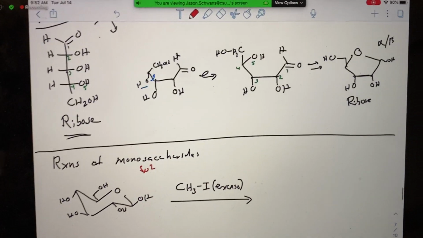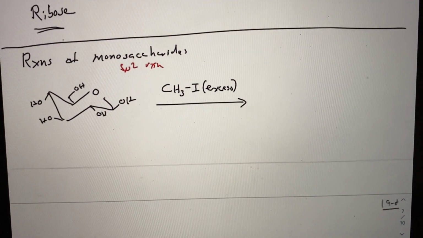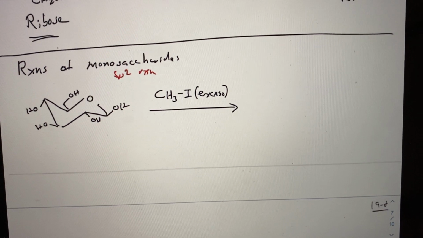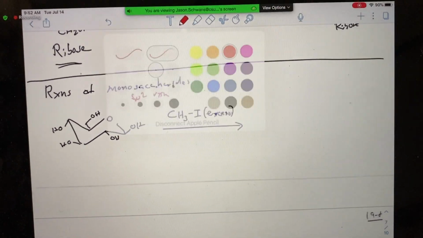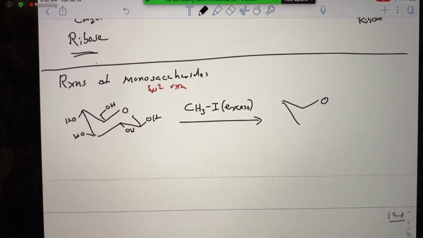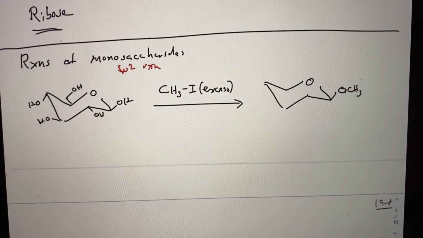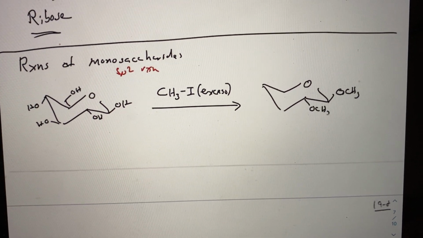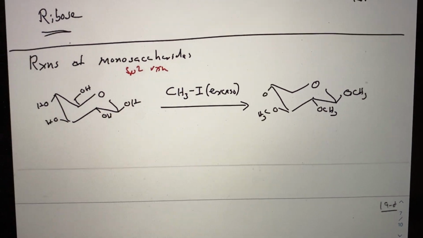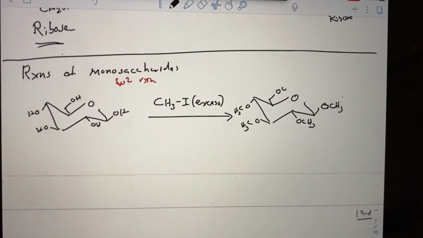So in an SN2 reaction here, we could imagine having our hydroxyl group attack, and then we'd end up deprotonating. So our product here would look something like OCH3, OCH3, OCH3, OCH3, and OCH3.